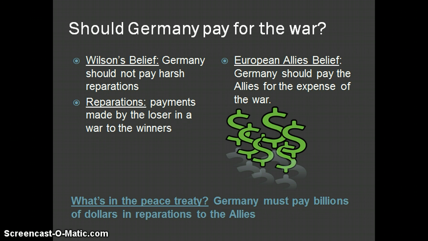They owe Britain for the money it had to spend on their military, and they owe Belgium for destroying their countryside as well. What ended up in the peace treaty? Germany had to pay billions of dollars in reparations to the Allied forces. Again, do you think Germany's going to be very happy or very upset about this? Probably very upset, because they're going to have to pay billions of dollars, and they have to take the blame for the entire war.